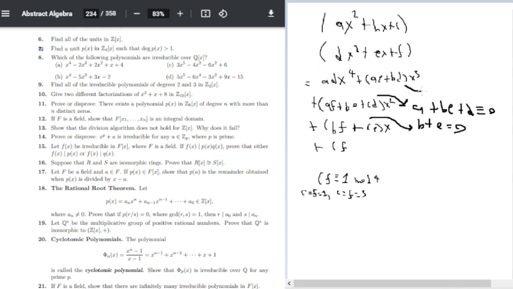This implies as well that AE plus BD. So we have C and F defined, right? Yeah. AE plus BD is congruent to 0. We have that AD is congruent to 0.